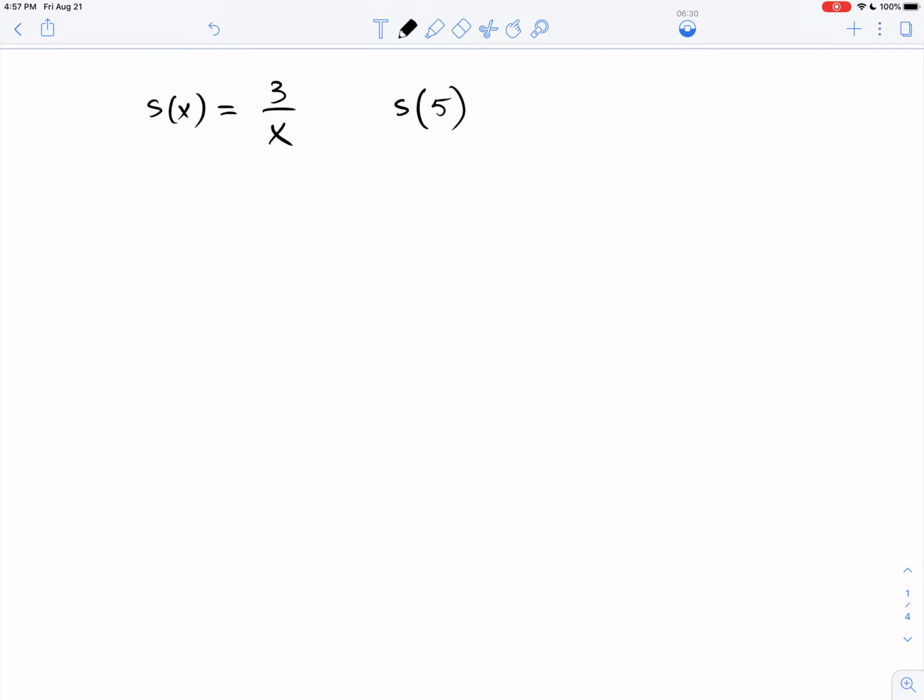Now, let's take this and make it a little trickier. What if they said, what is S of 6? Well, S of 6 would mean 3 over 6. But then you'd say, wait, 3/6 is the fraction. It happens to be reducible.